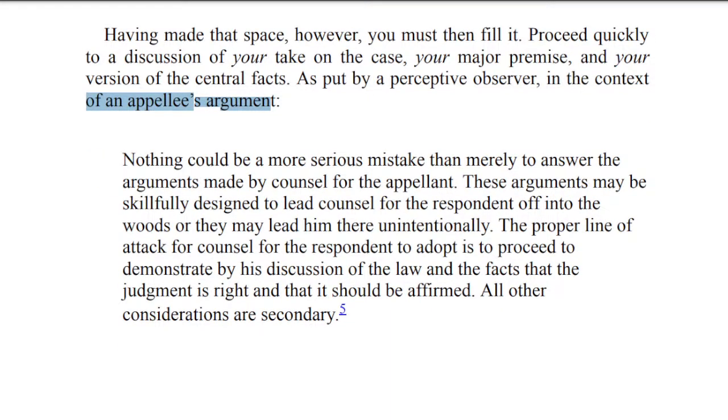Here we go. Nothing could be a more serious mistake than merely to answer the arguments made by counsel for the appellant. These arguments may be skillfully designed to lead counsel for the respondent off into the woods, or they may lead him there unintentionally. The proper line of attack for counsel for the respondent to adopt is to proceed to demonstrate by his discussion of the law and the facts that the judgment is right and that it should be affirmed. All other considerations are secondary.